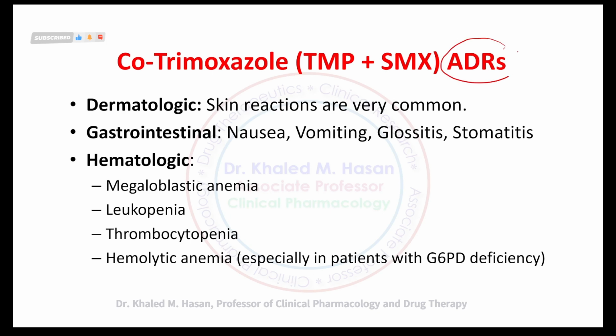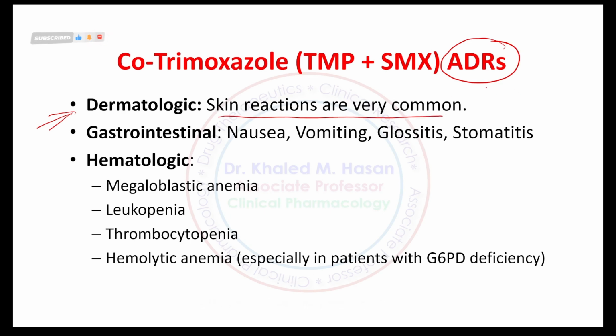For the side effects, or adverse drug reactions, of this combination, number one is dermatologic: it could be skin rash, or Stevens-Johnson syndrome. Skin rash is very common, but Stevens-Johnson is very rare though life-threatening. We discussed it already in the beginning. Some patients may suffer from nausea, vomiting, and stomatitis.